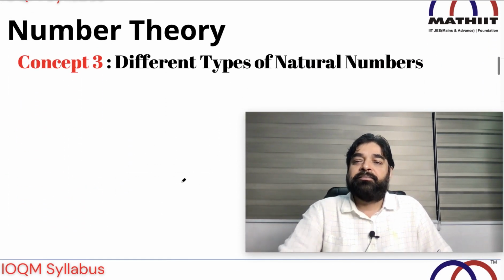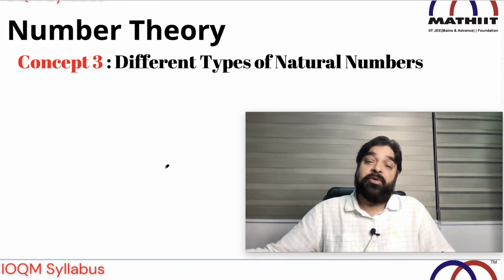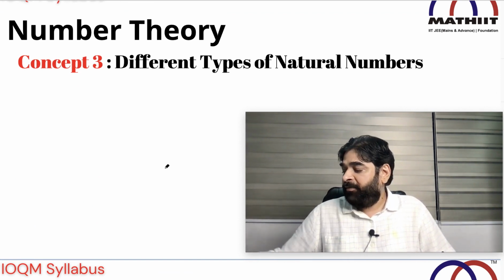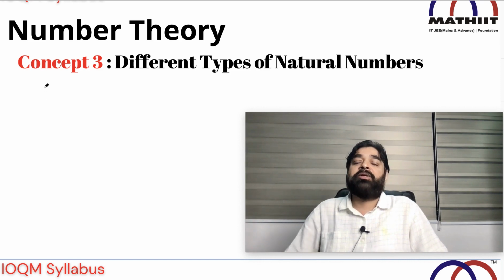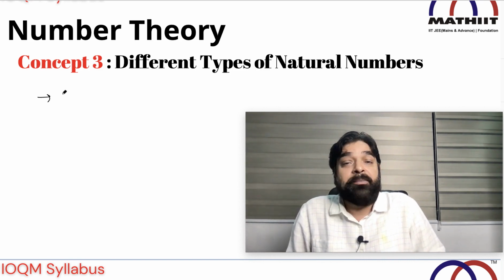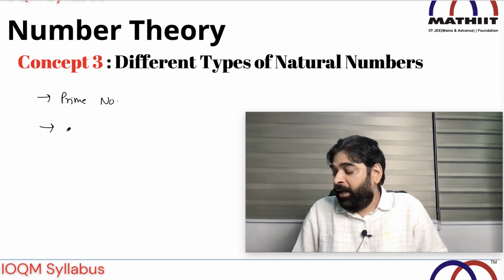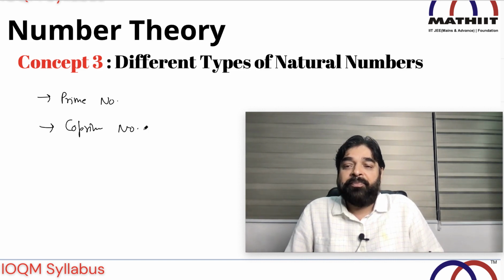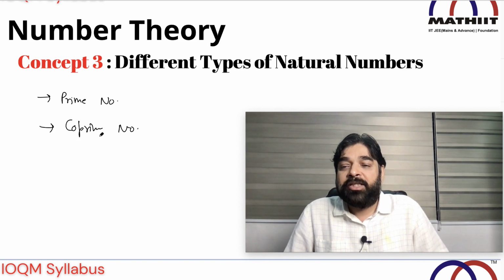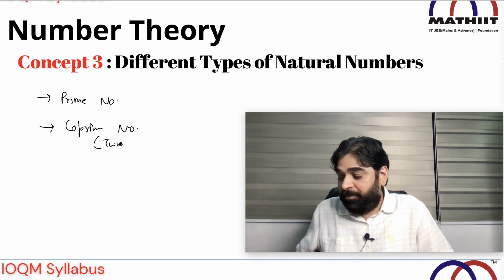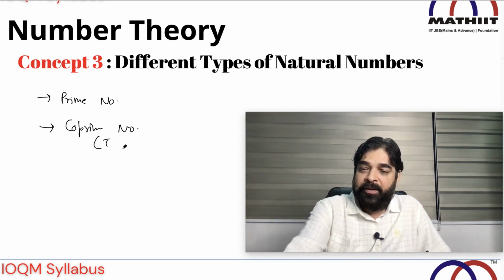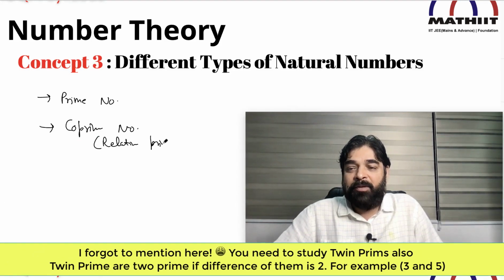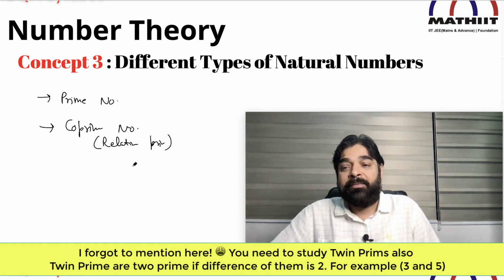Concept 3. Different types of natural numbers. You have to know all the different kinds of numbers. What exactly does this mean? For example, prime number, the most popular number, all of you are already studying. Next one will be the co-prime number. Or you can say twin primes, I'm sorry, relative prime. Twin prime is totally different. What is the relative prime? What is co-prime? Co-prime means what?